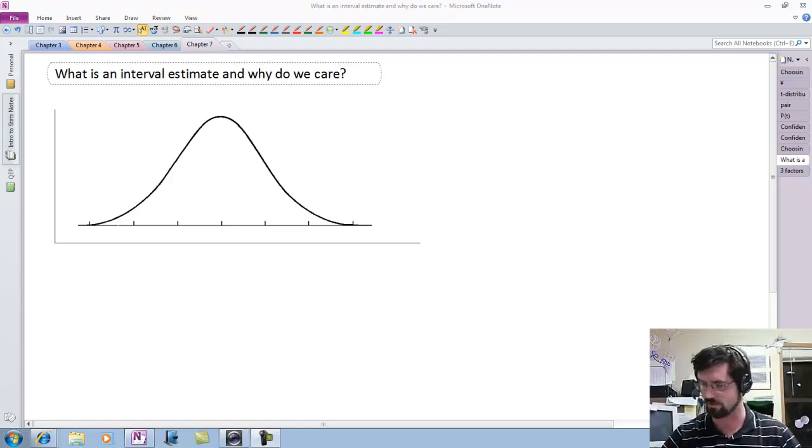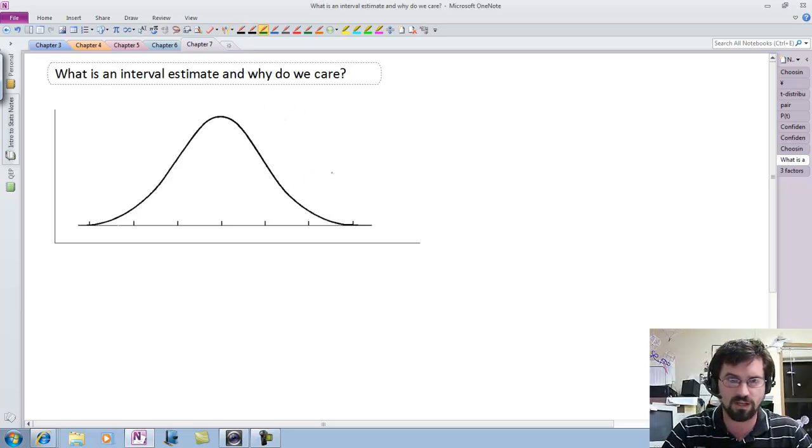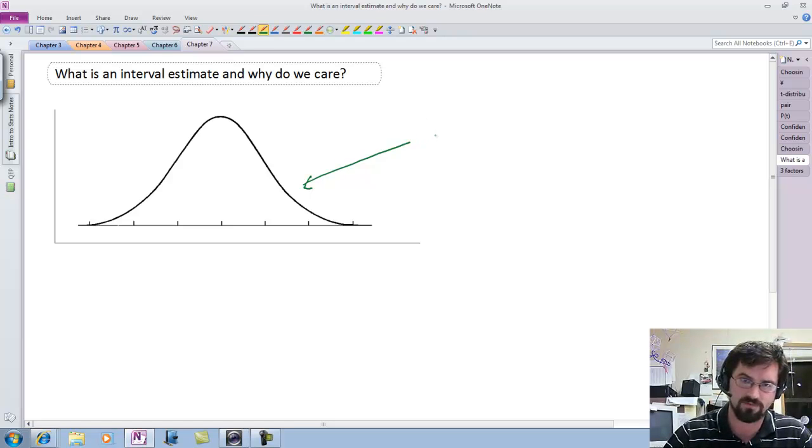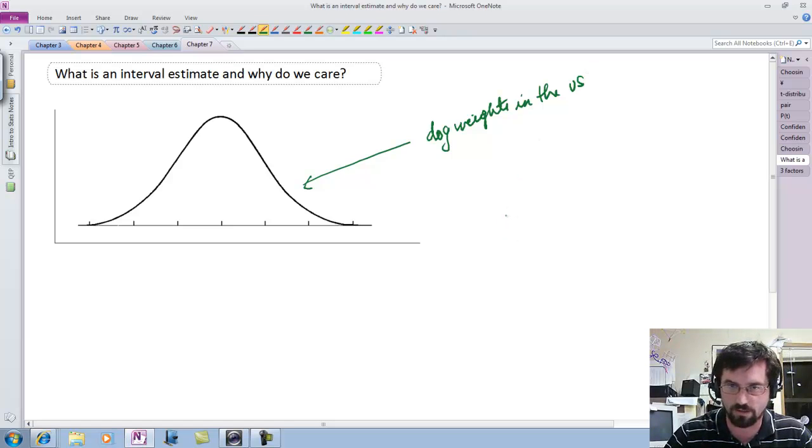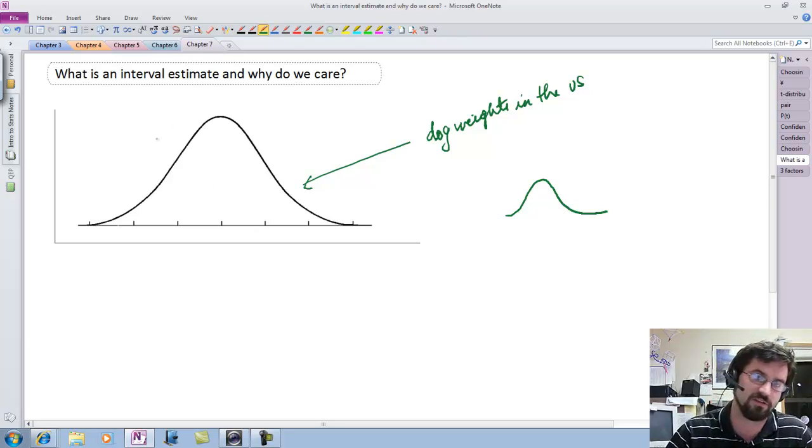All right, let me be more explicit and use an example to be a little more clear here. Okay, let's say that this is a distribution of dog weights in the United States. Now, it's probably actually the case that a distribution of dog weights would be positively skewed, which means the hump would be on the left. But we won't worry about that. We'll just say this is it.